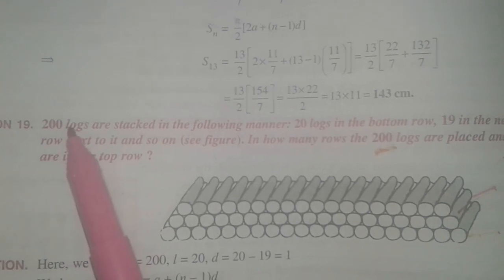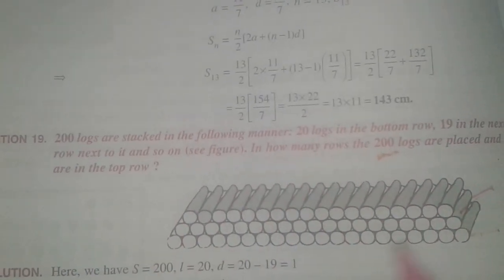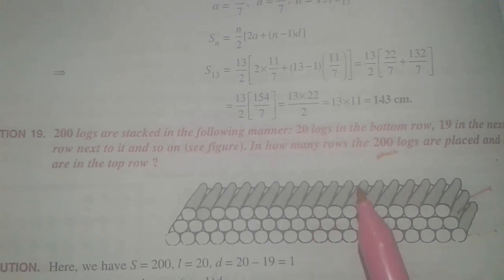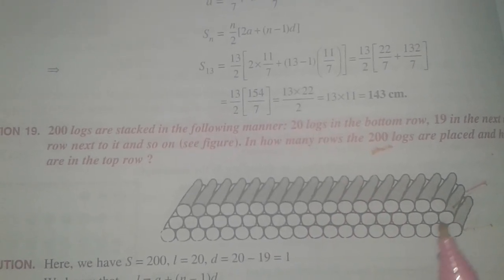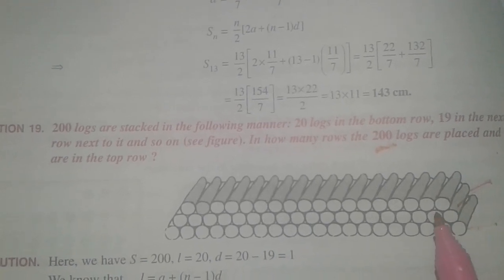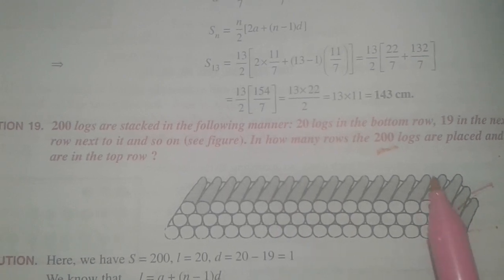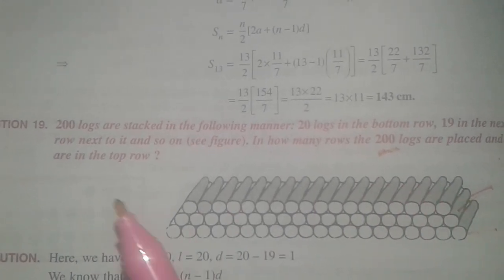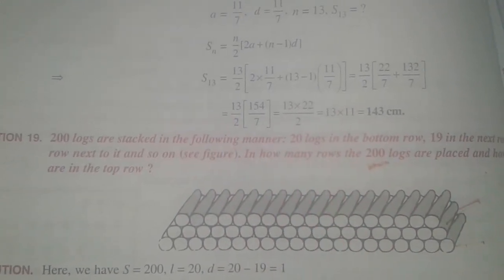So this 200 logs means it is the total number of logs. You are arranging them in such a way that one log is less for every row. So here the number of logs is decreasing. So I should find the number of rows, how many rows these 200 logs I can arrange, and I should find the number of logs in the top row.